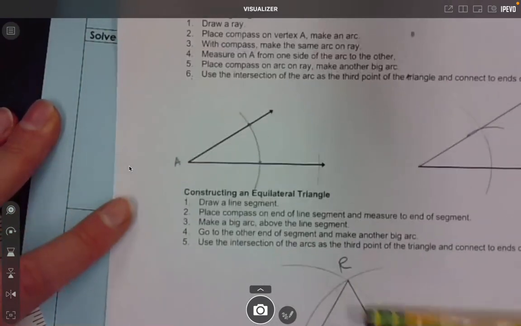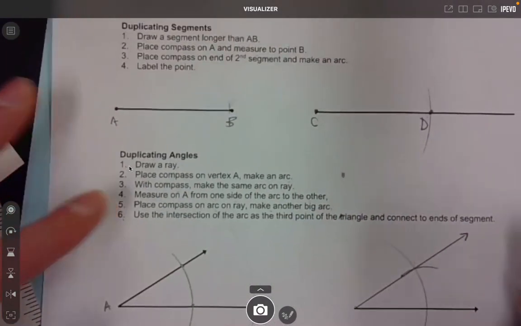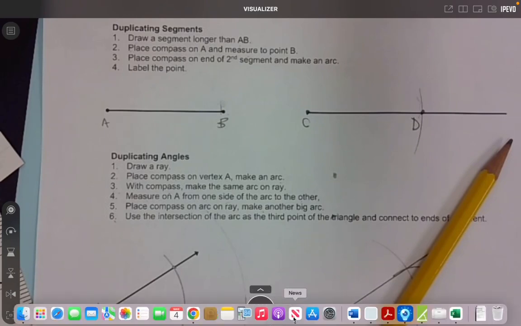We will be using these constructions in class. Hopefully this video gives you something to look back on if you need it. Make sure that you ask for help.